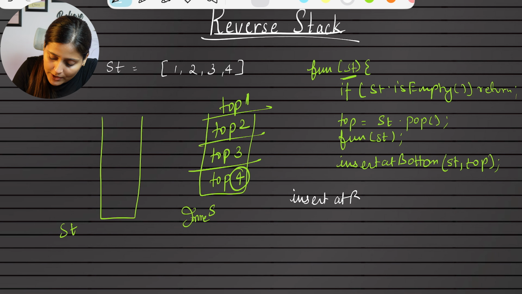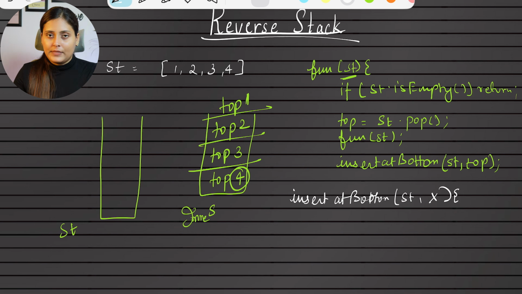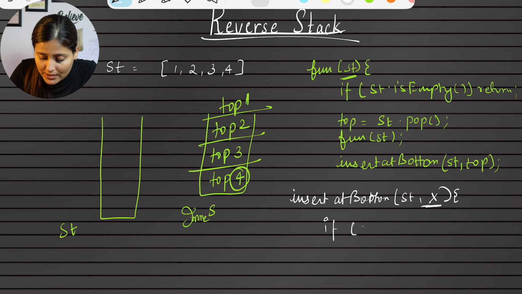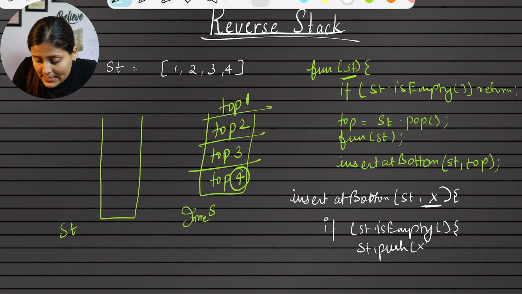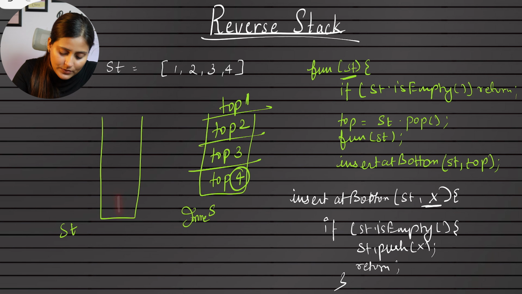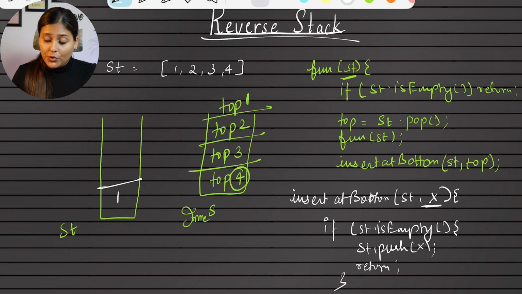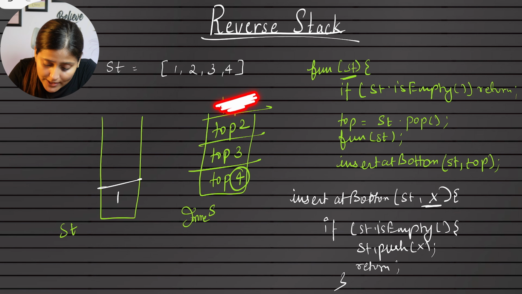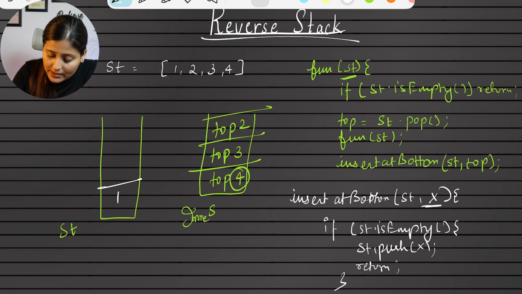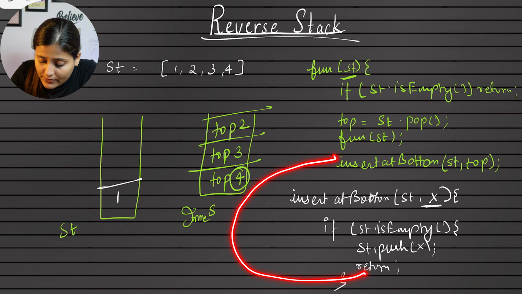Insert at bottom. Here we will get a stack, and here we will get, let's say, x instead of top. Can I push x as it is? Yes, only if my stack is empty. So if my stack dot is empty, which initially it is, then stack dot push x, and I want to return, correct? This is very simple. Yes, so we have inserted 1 here. Now what do we want to do? As we have inserted, this call will be returned. Why? Because this will be returned to the function that called it, and after this we have no such line, so it will be returned to the previous function.